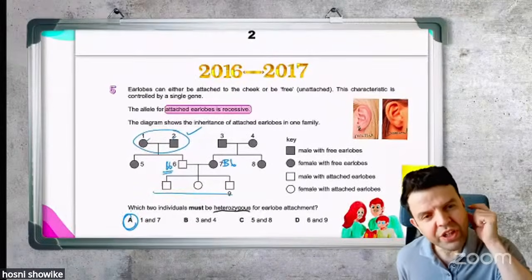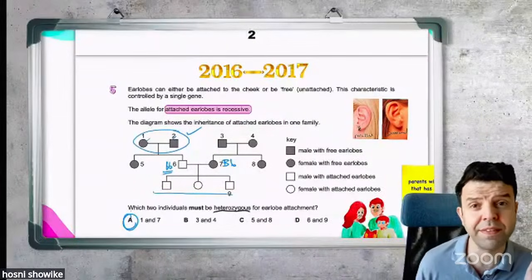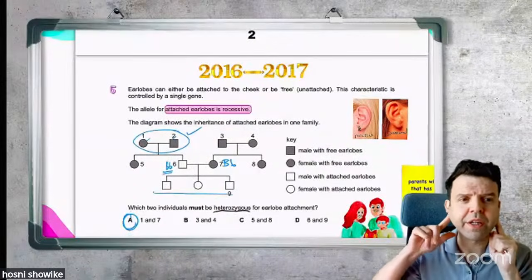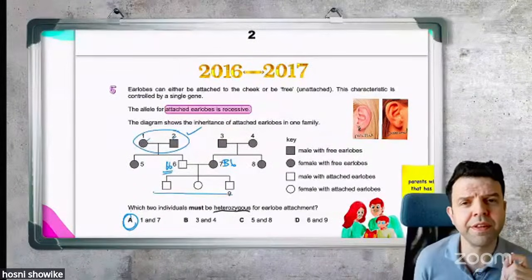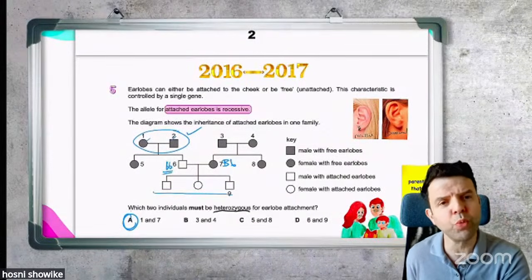Someone's telling me that she has seen people with one attached, one free. I don't think this exists. It's either both attached or both free. I don't think it exists. Different eye colors, yes, but earlobes, no.